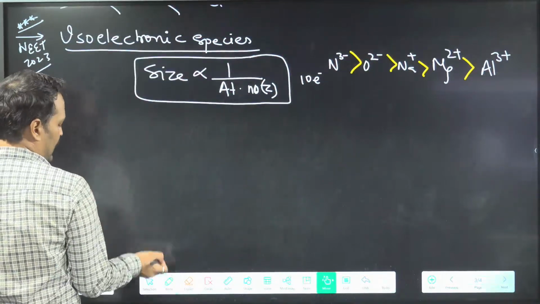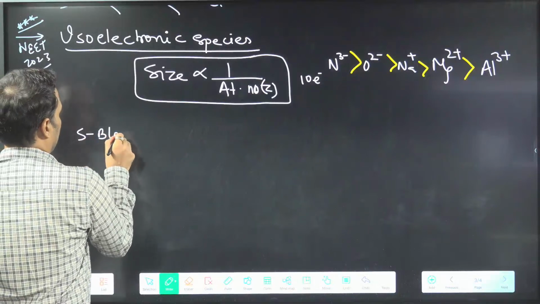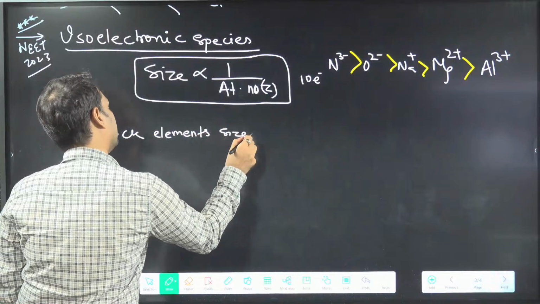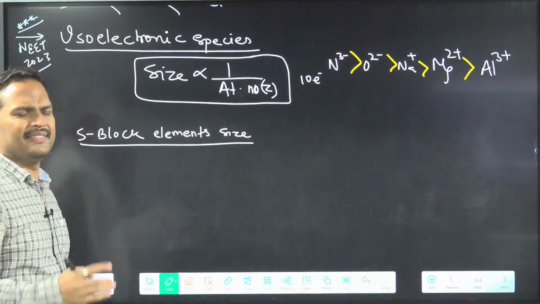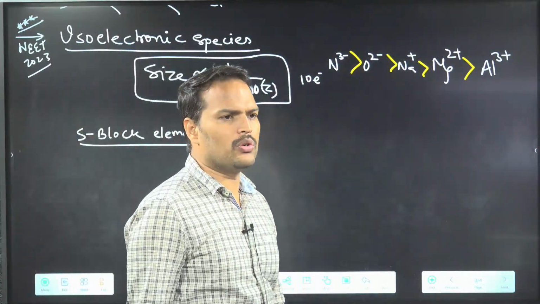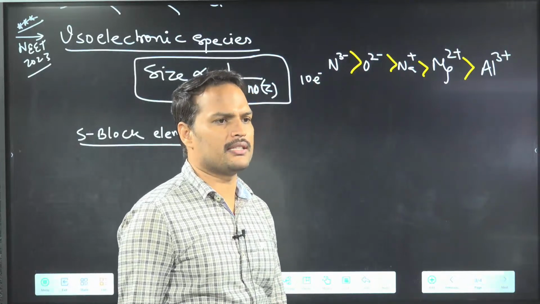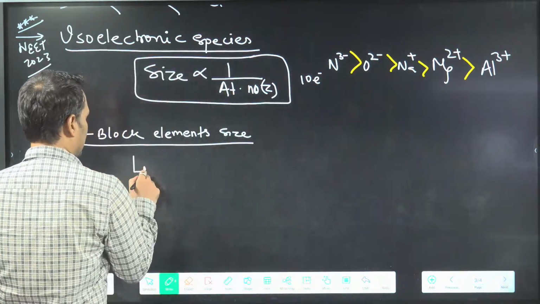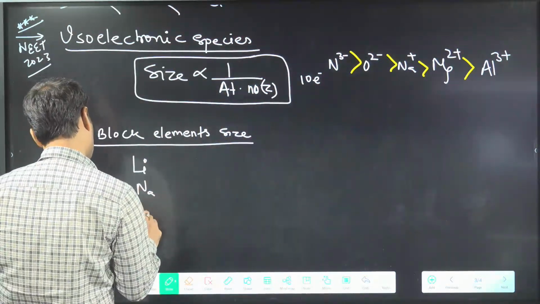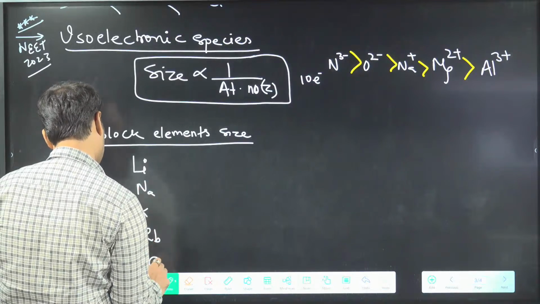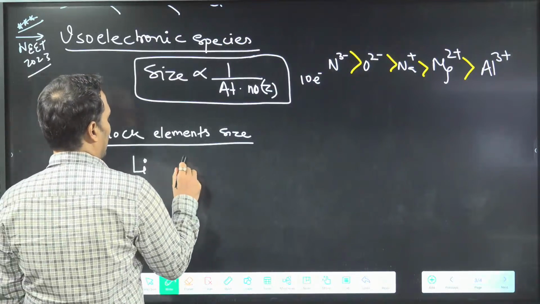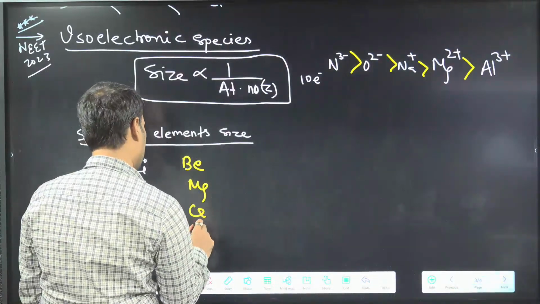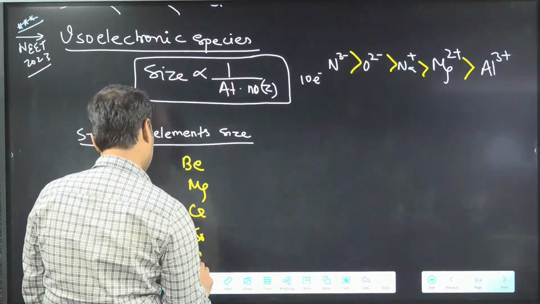That is S block size. I will write S block elements size. This is just an observation. You confirm in the next class whether the size order was correct or not. So see, I am writing like this. This is your lithium, sodium, potassium, rubidium, cesium, and here we are having beryllium, magnesium, calcium, strontium, barium.